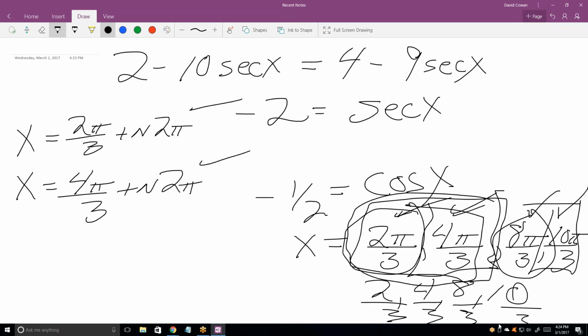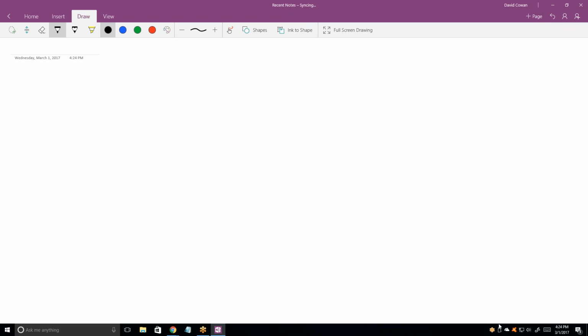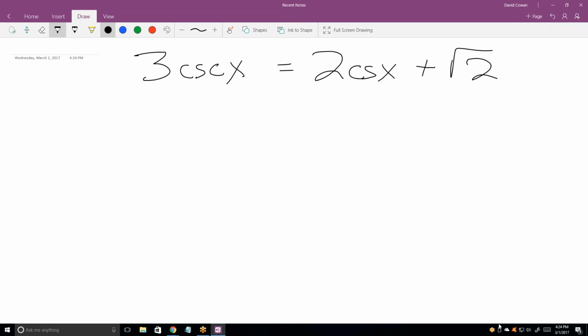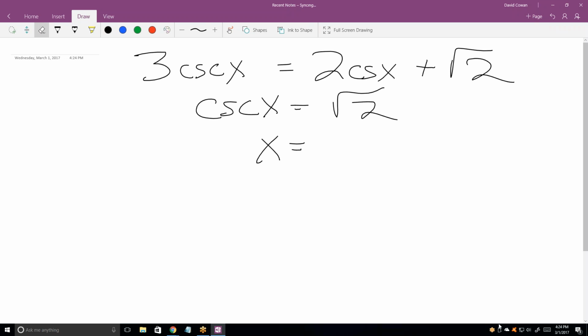Okay. All right. Got time for one more. The next one is 3 cosecant x equals 2 cosecant x plus root 2. Okay, next line. Cosecant x equals root 2. And unit circle answers. Well, I tell you what, let's add a different step. Since you appear to be the same way as me, write this in terms of sines and cosines.